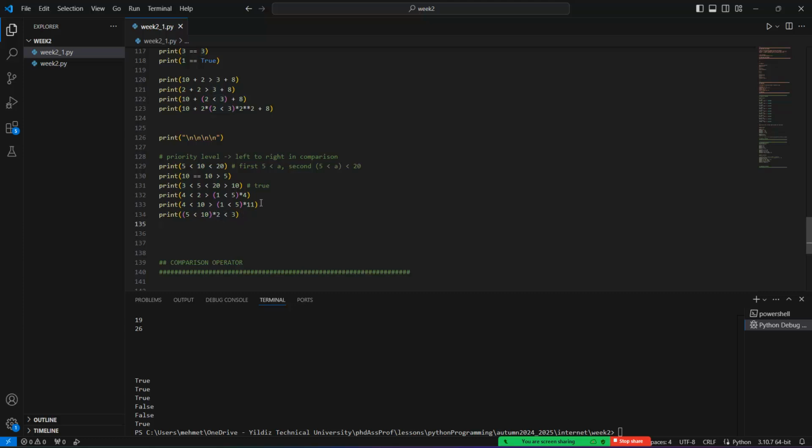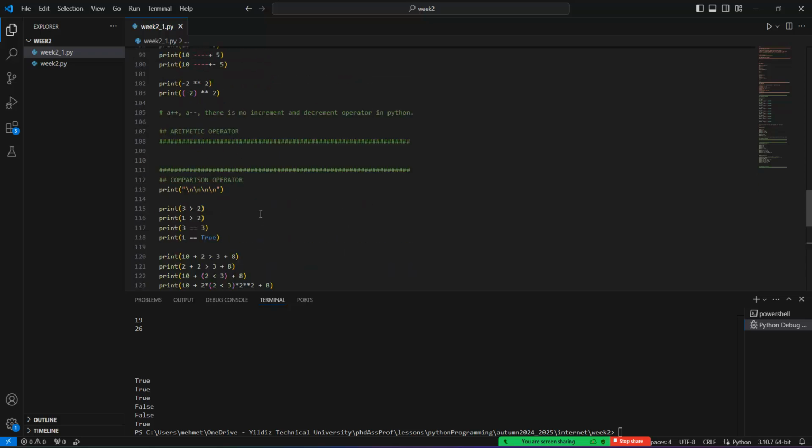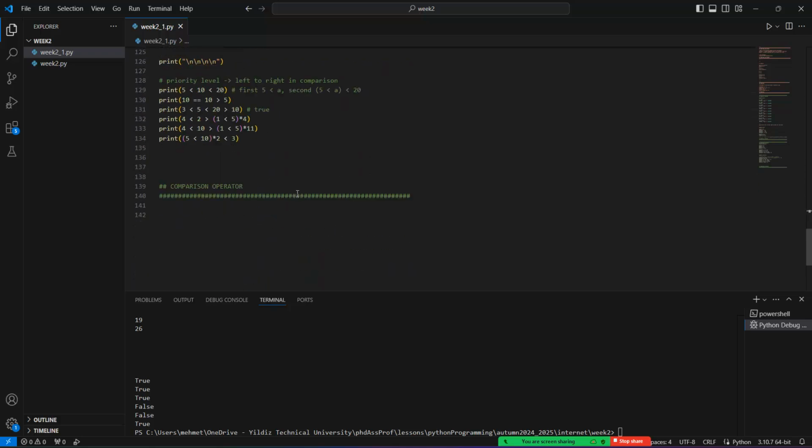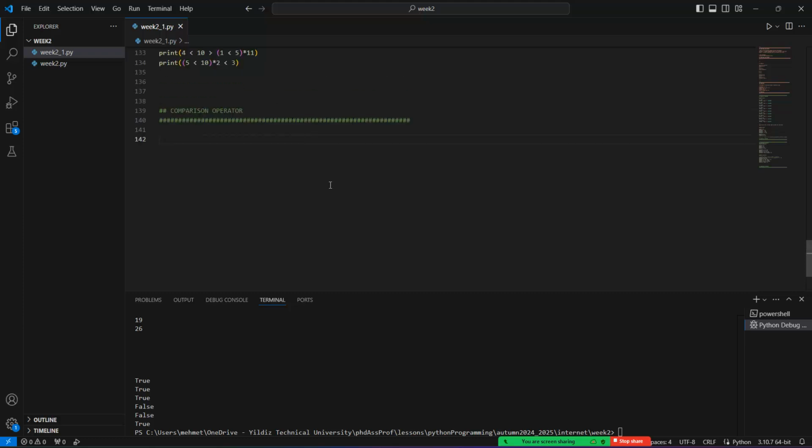Okay, so this is about the comparison operator locations, and so we also need to talk about the logical operators.